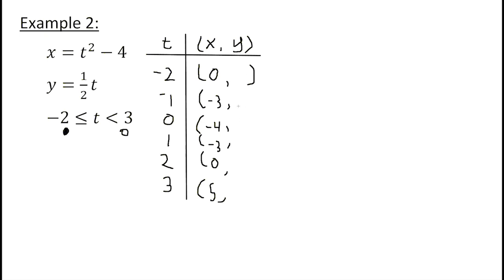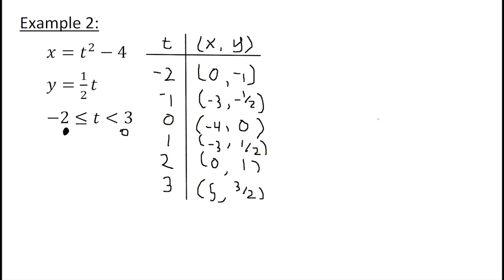Now I'll calculate the y coordinates by doing kind of the same thing, but I'm going to use the y equation. So y is 1/2 t. So half of -2 is -1. Half of -1 is -1/2. Half of 0 is 0. Half of 1 is 1/2. Half of 2 is 1. And then finally half of 3 is 1.5, or 3 halves. So these are the coordinates I'm going to plot.